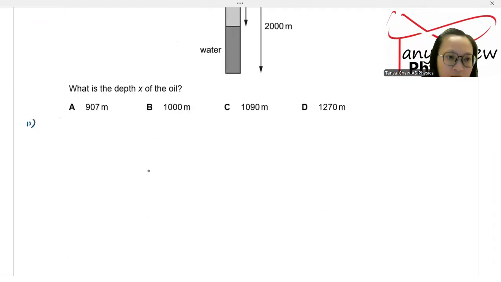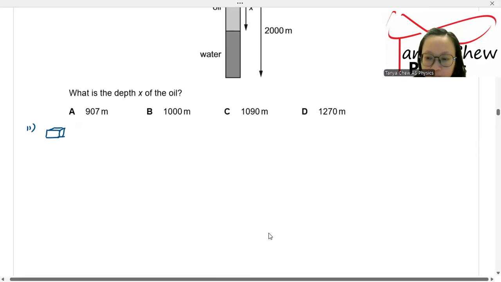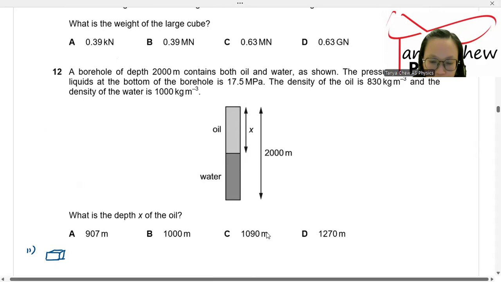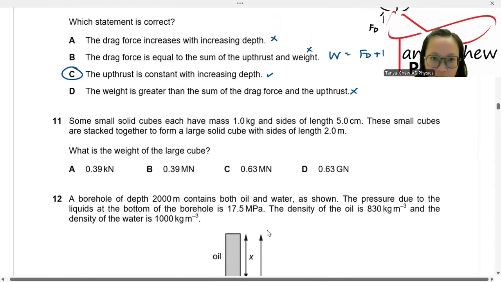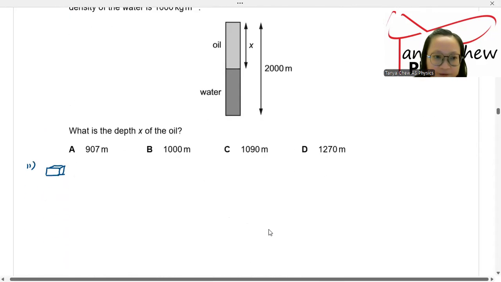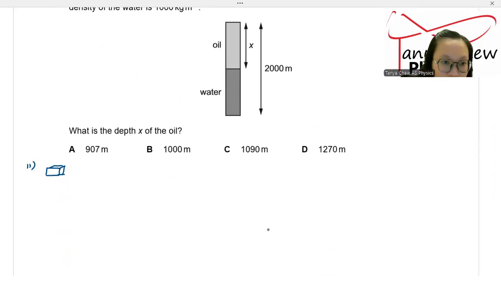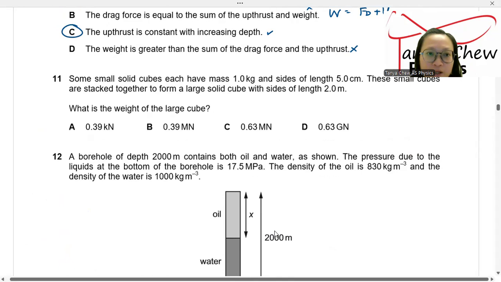Number 11, I have a small cube. And then the length of the small cube, side length 5 cm. I'm going to put it into a standard unit, which is 0.05 meter. Is that okay? 0.05 meter. And the mass is 1 kilogram.